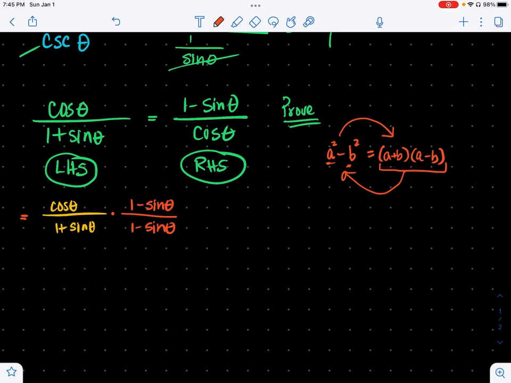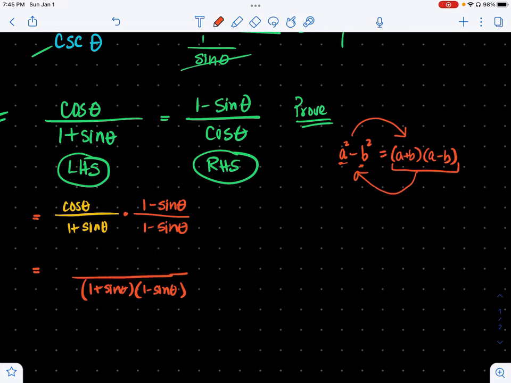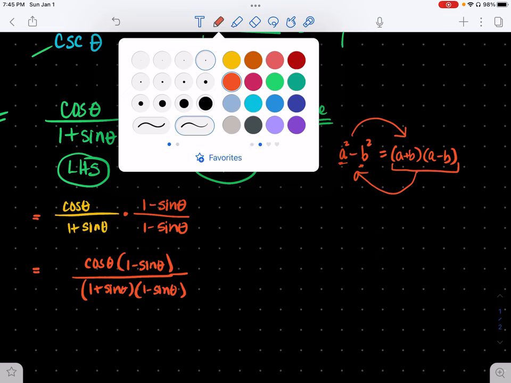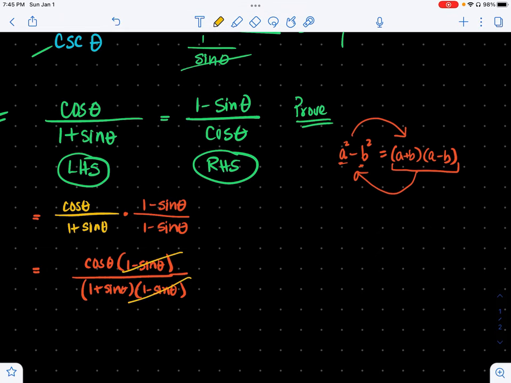So if I go ahead and continue with this, in the denominator, I have 1 plus sine theta times 1 minus sine theta. And it's multiplication, so I really don't have to worry about making the denominators look the same. In the numerator, it's cosine theta times 1 minus sine theta. Now, don't be thinking of going ahead and canceling these. I mean, we can cancel them, but we will be back to our original question. The reason we did that was because we now see a plus b, a minus b in the denominator. That's your a, that's your b, that's your a, and that's the b.